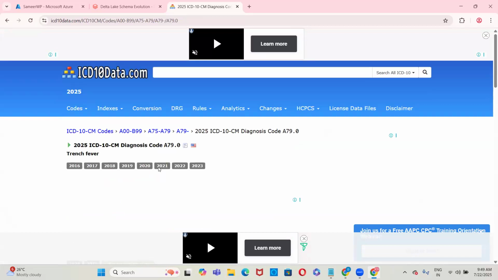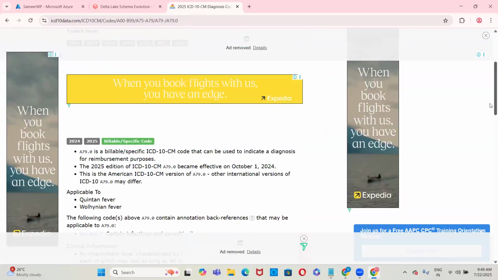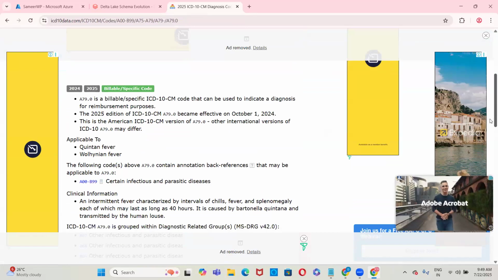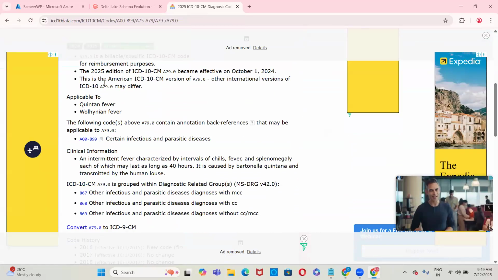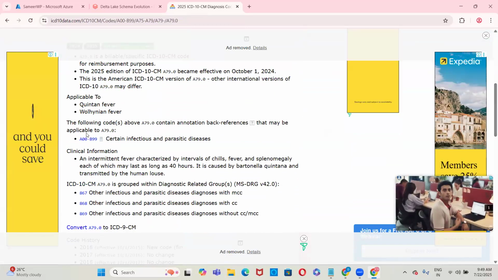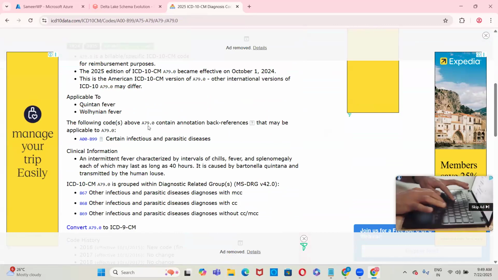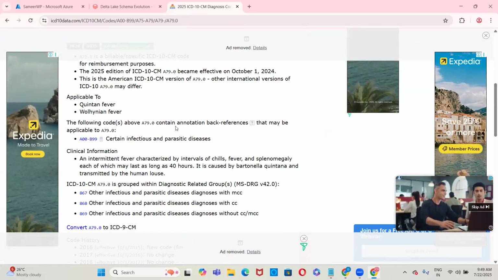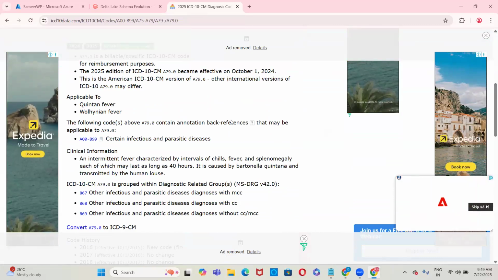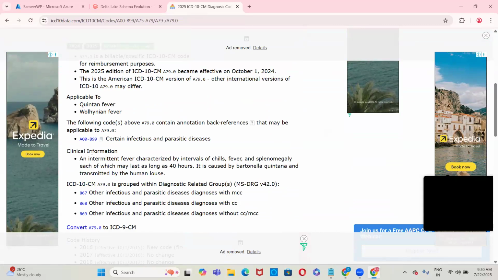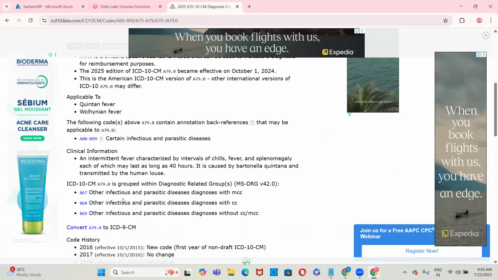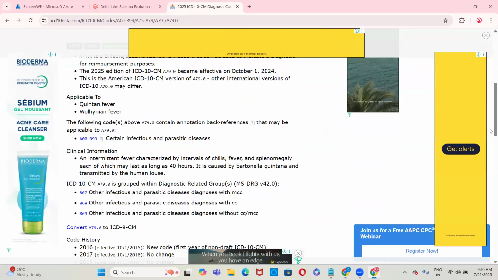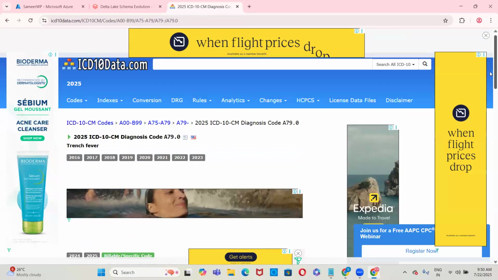Year wise, it is given, is very clear. This website will help you. Can you see here? Applicable to quarantine fever. Following codes A79.0 contains annotation, back reference that may be applicable. Can you see here? All these are the things we have. So let us see. Instead of this, I will give you the very easiest one.